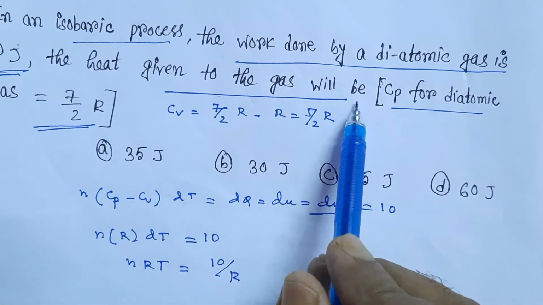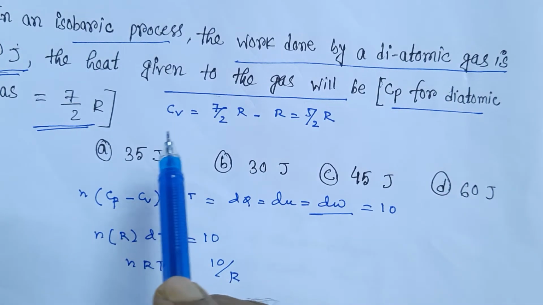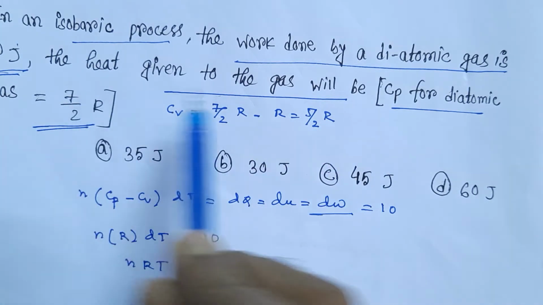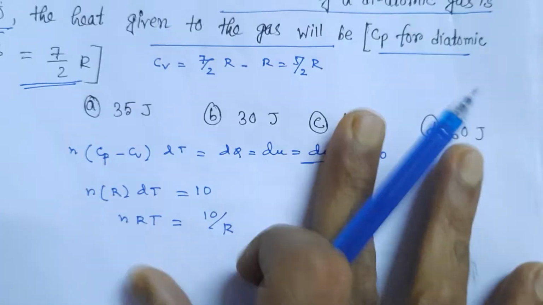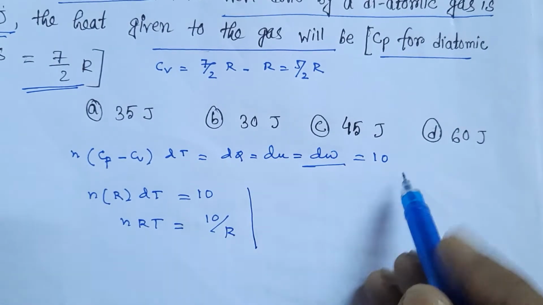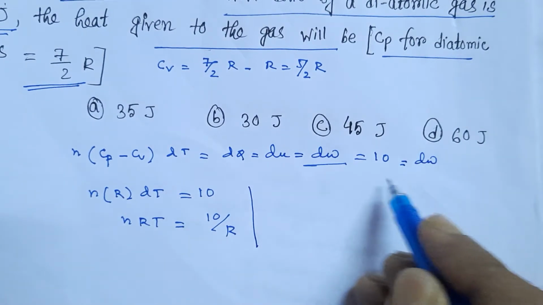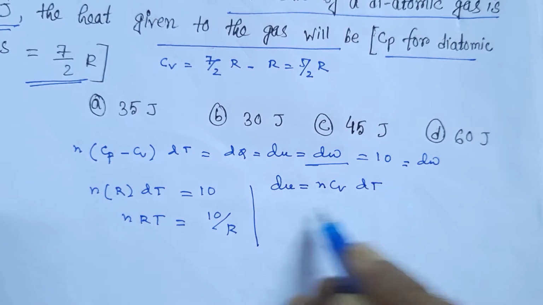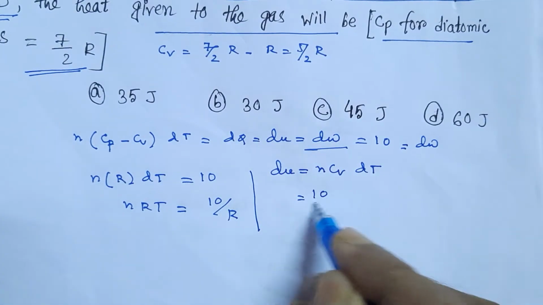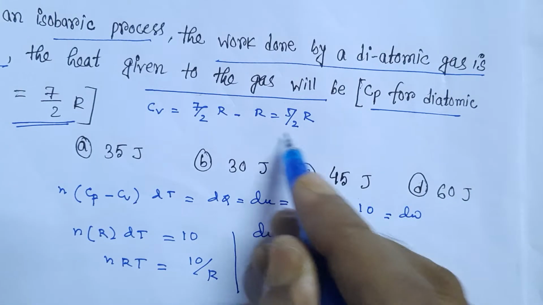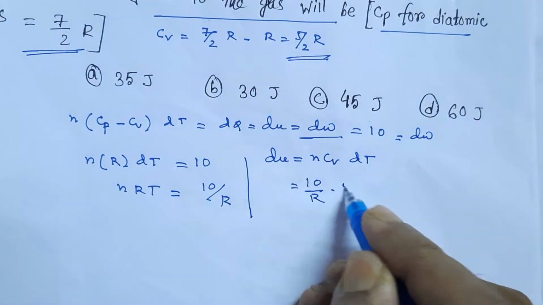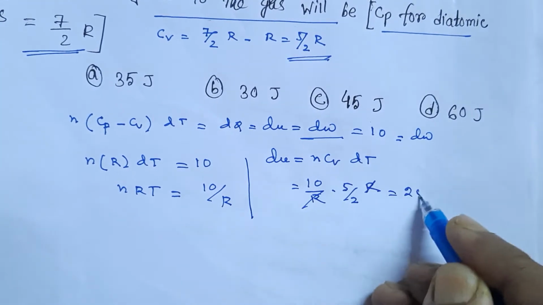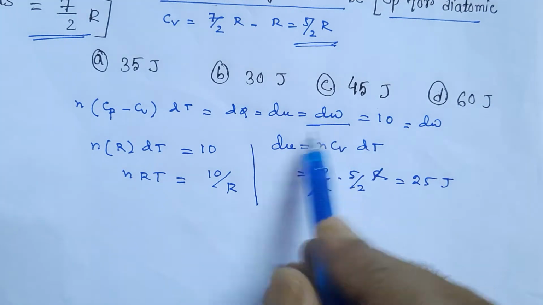We need to calculate the heat given to the gas. Now we know this is dW. Now we have to calculate dU. What is dU? dU equals n Cv dT. n dT equals 10 by R, and Cv, as we have already calculated, is 5 by 2 R. R cancels out, so dU is 25 joule, and dW is 10 joule.